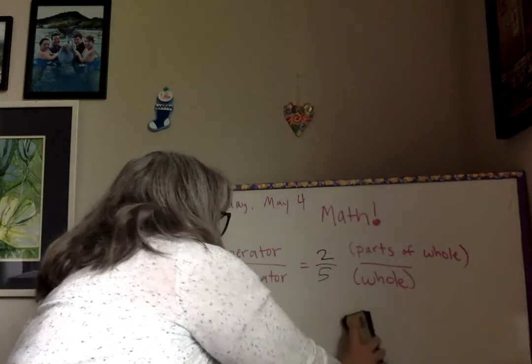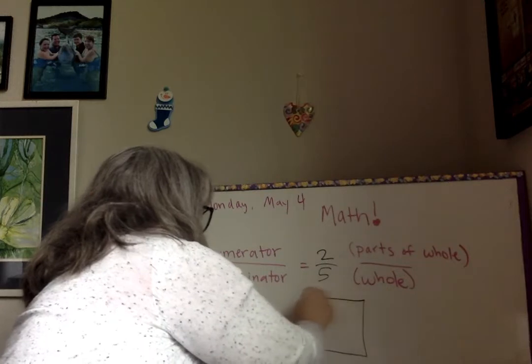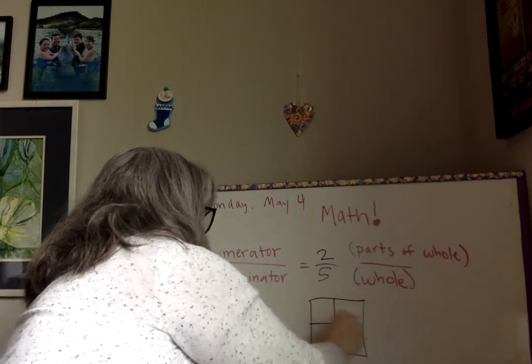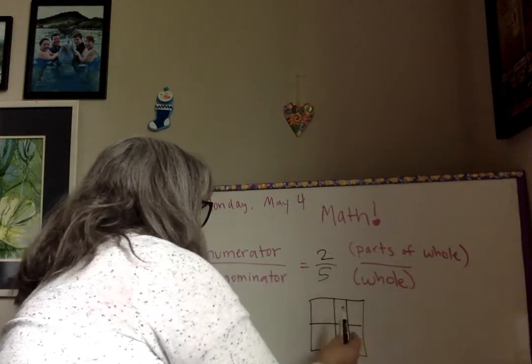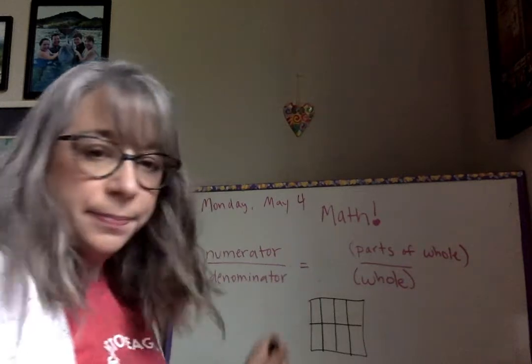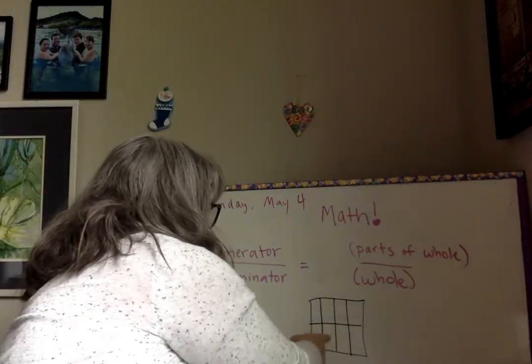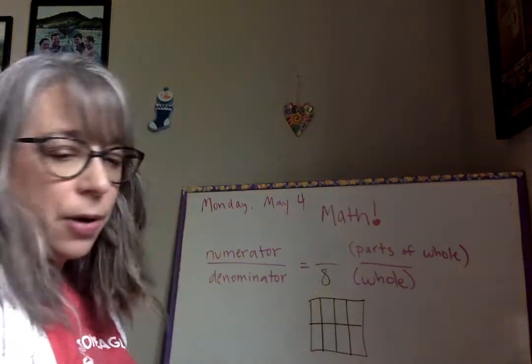Our drawing doesn't have to be a circle. It can be a square. So this could be, well, how many parts do we have now? We have 2, 4, 6, 8. So now our whole is now 8 parts.